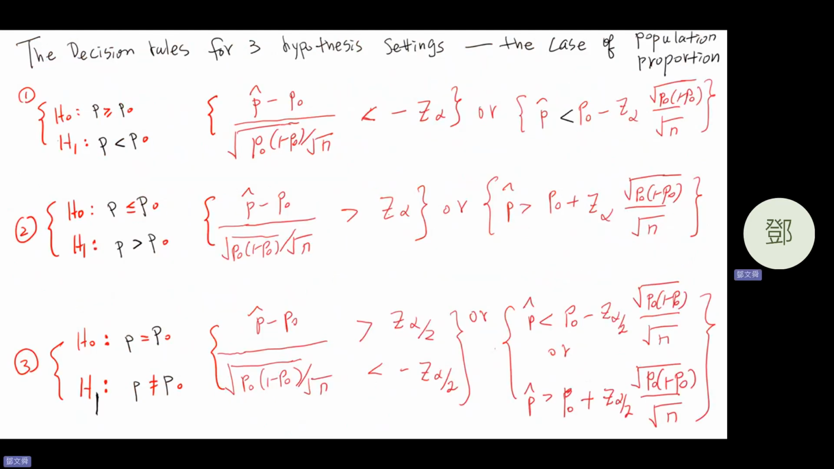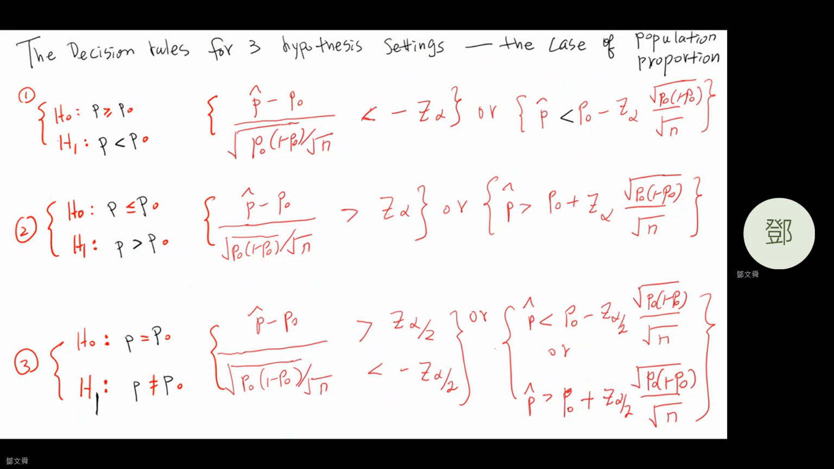The decision rules for the hypothesis in the case of a population proportion. This is very similar to the previous formula. P hat is actually X bar, the same as X bar. And the mu 0 here is now replaced by P0. Understand?